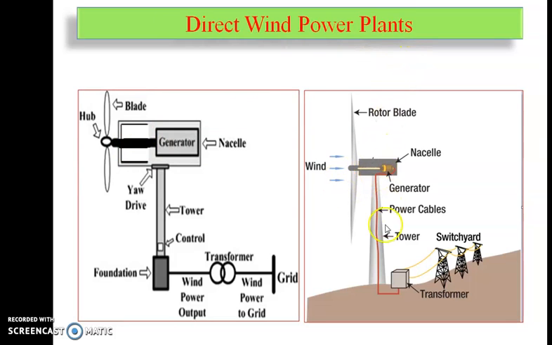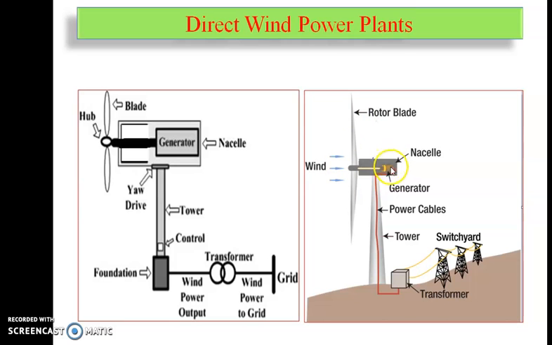So as shown in this second figure, if the wind is applied on the rotor blades, the rotor starts rotating. Now you can see these rotor blades are directly connected to the generator. This is nothing but a shaft. So these rotor blades are directly connected to the generator. Once the wind is applied on the blades, the blades start rotating, which will rotate the generator. Now the generator starts generating the electricity.